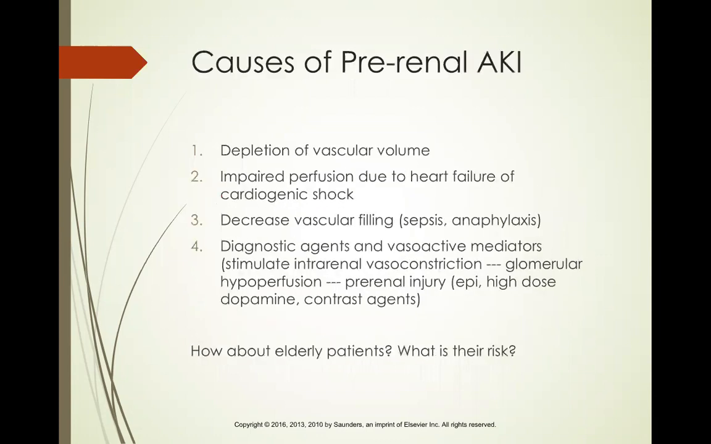The causes of pre-renal injury are depletion of the vascular volume in some way, either due to hemorrhage or loss of NG drainage, burn patients, impaired perfusion due to heart failure, or decrease in vascular filling, which occurs when we have massive vasodilation, as seen in sepsis and anaphylaxis. The diagnostic agents and vasoactive mediators stimulate intrarenal vasoconstriction, and we have hypoperfusion.